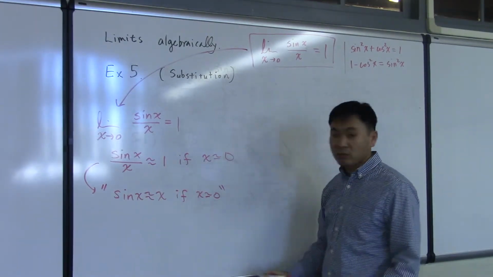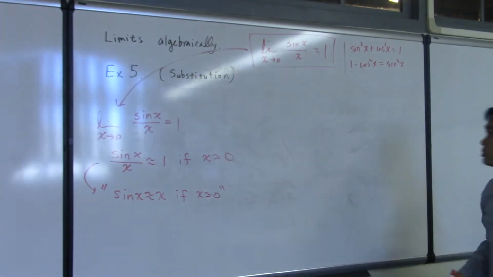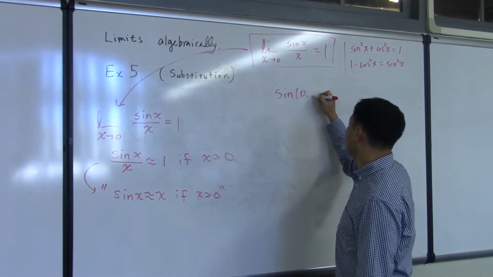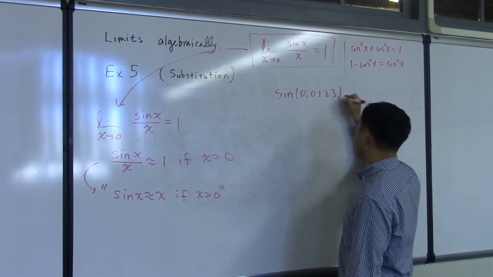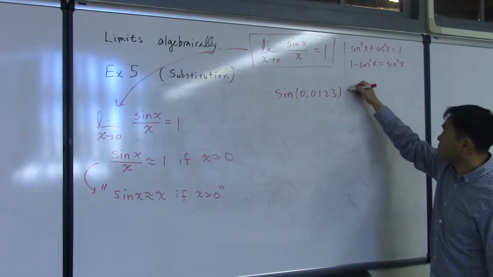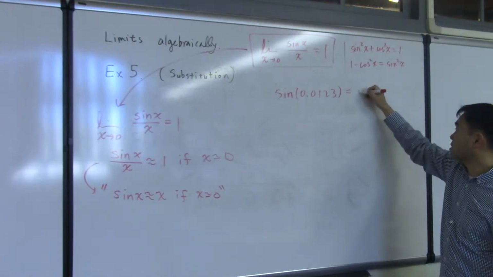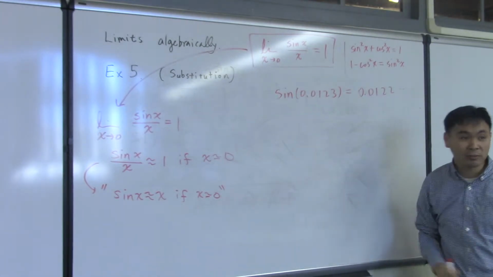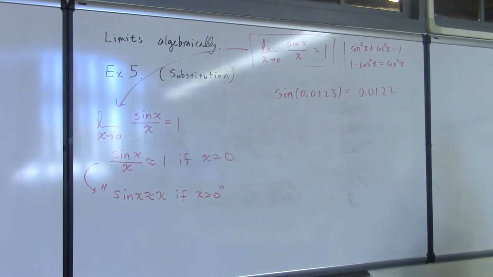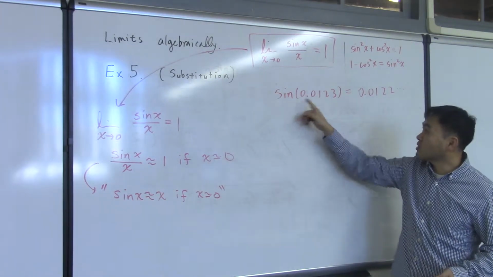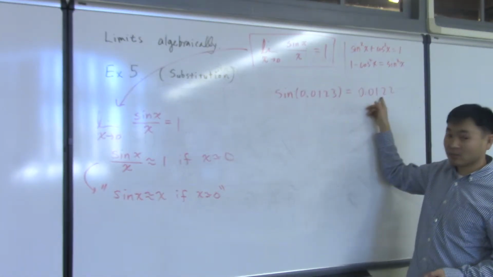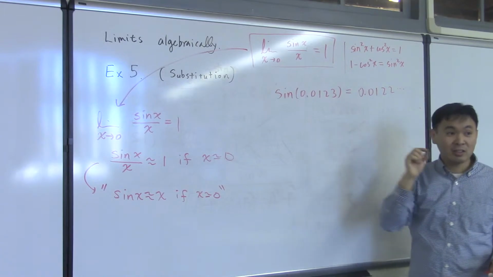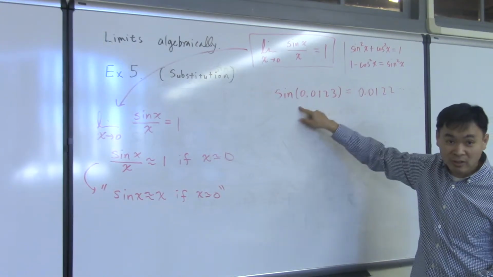You can actually verify this by using your calculator. If you set your calculator to radian mode and take sine of 0.0123, you will see that the value your calculator gives you is like 0.0122, something, probably 8 or 9, very close to this. If you have a calculator, you should try this. So the value of sine of x is very close to x itself. Usually it's just slightly less when the value you're plugging in is very close to 0.